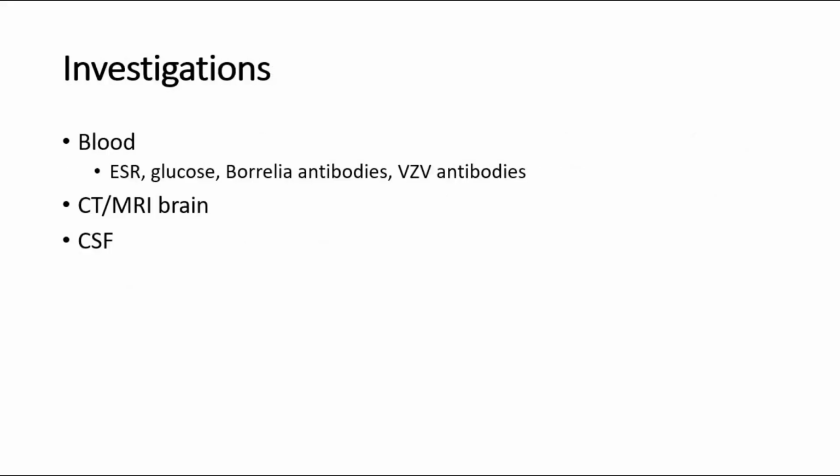The purpose of investigation is to rule out the other possible causes. For blood investigations, we can do ESR, glucose, Borrelia antibodies, which will be high in Lyme disease, and varicella zoster virus antibodies, which will be increased in Ramsay-Hunt syndrome. This is to rule out other differential diagnoses. We can also do a CT or MRI scan of the brain to look for space-occupying lesions, stroke, or multiple sclerosis. Lumbar puncture for CSF analysis can be done for infections, however, it is rarely done.